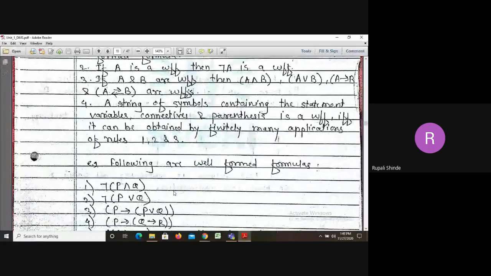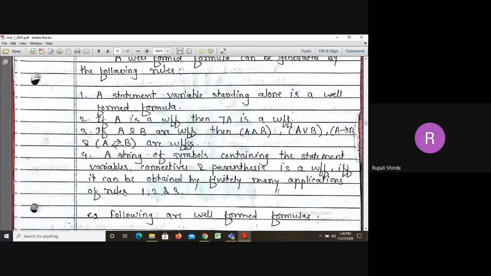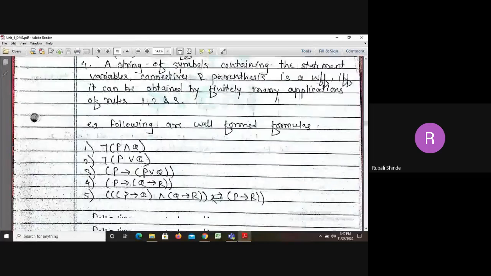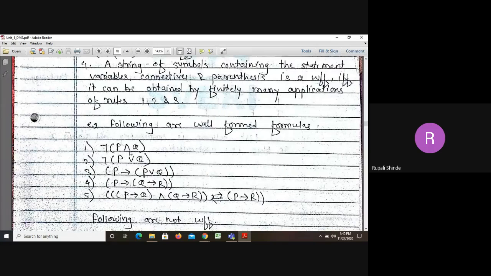So here some examples are given. Those are well-formed formulas. Now check here. If you consider the first one, it is negation of P and Q. What is a well-formed formula? It must consist of parentheses, variables, and connective symbols. Now check here. It contains parentheses, variables are present, and connective symbols are also present. That's why this is a well-formed formula. Again, all these 5 are well-formed formulas because these are satisfying the above 4 rules.